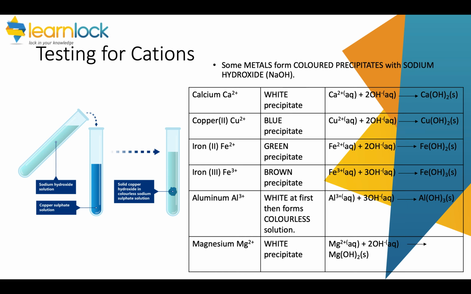Aluminium will form a white precipitate at first, then it will react fully and form a colourless solution, and then magnesium will form a white precipitate. Make sure you learn the ionic equations for this as well. Notice that the precipitates formed are solids.